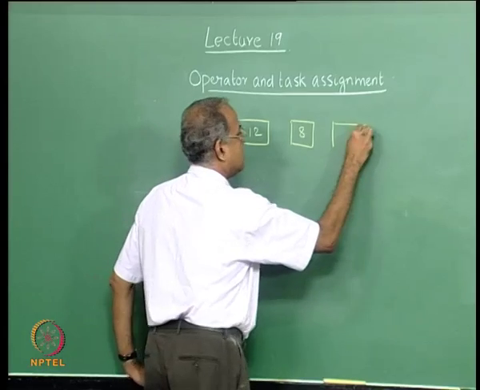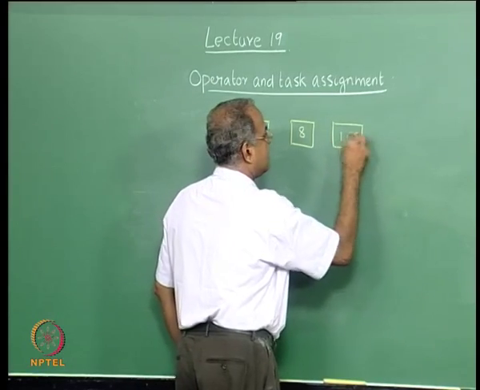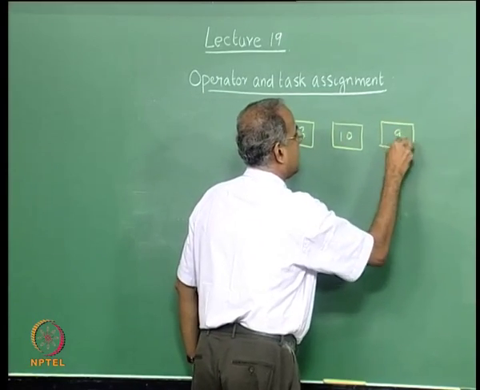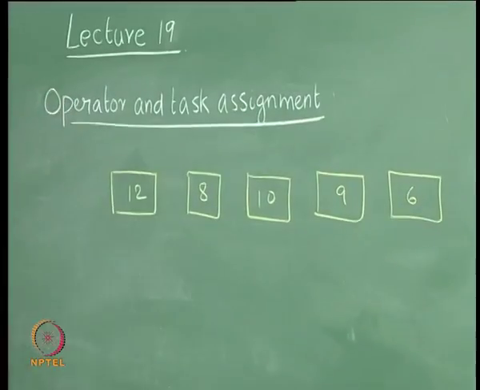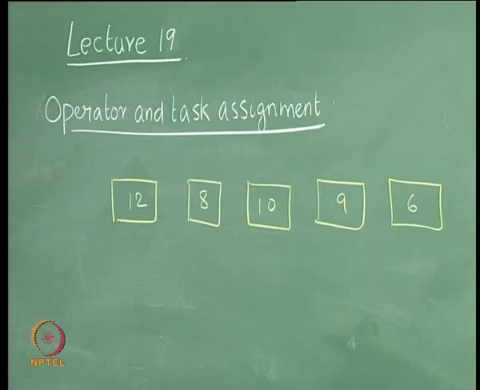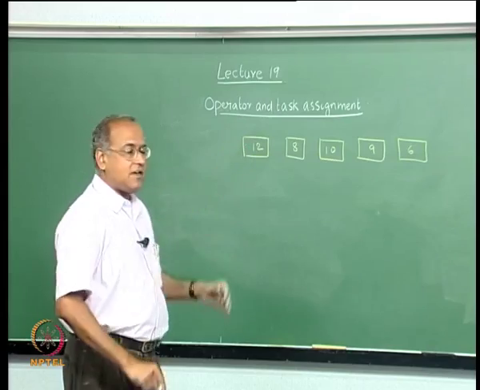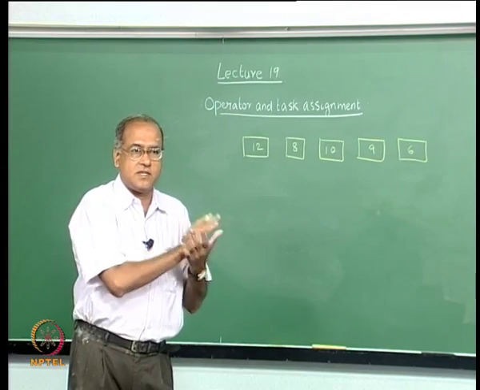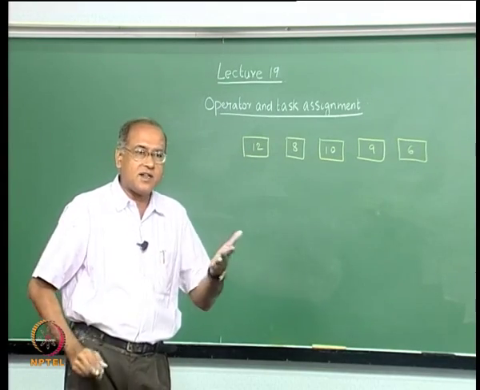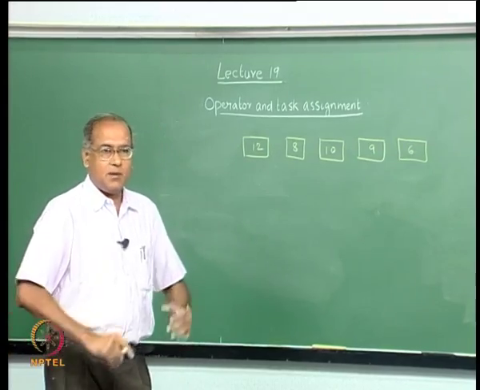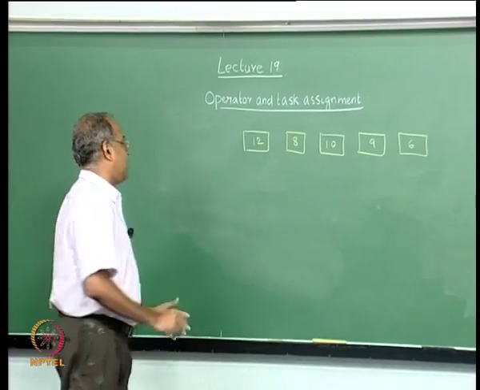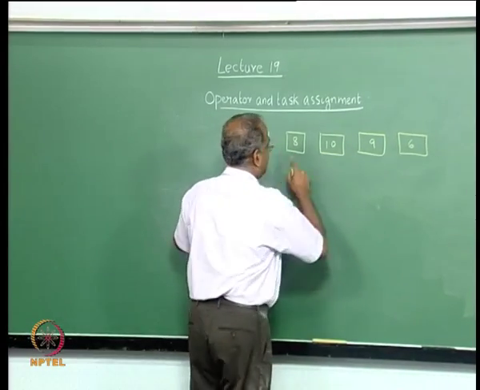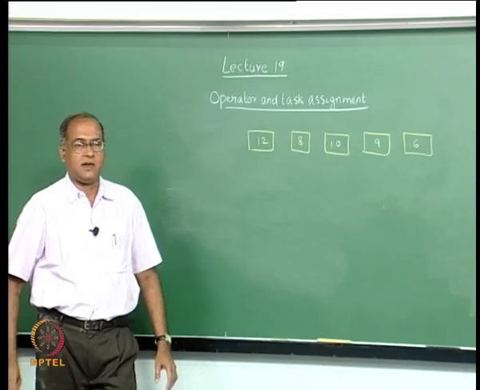8, 10, 9 and 6. In fact, these need not be 5 operations whose times are 12, 8, 10, 9, 6. This can even be the outcome of any of these optimization problems or the branching algorithm, where multiple operations are carried out on a machine, but the total of the operation times are 12, 8, 10, 9 and 6.